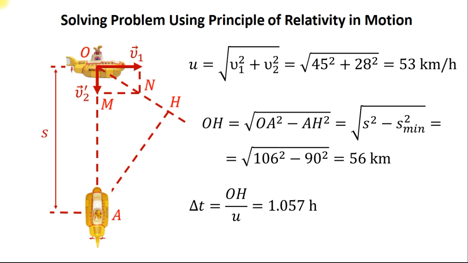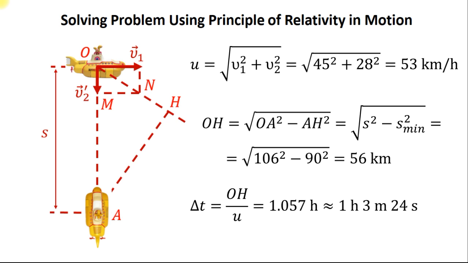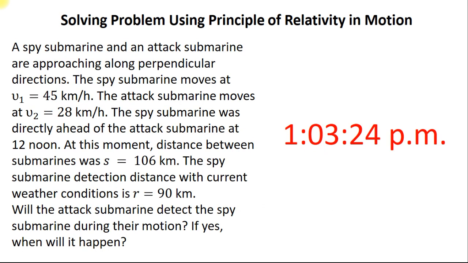So the time of traveling is equal to 1.057 hours, that is approximately equal to 1 hour, 3 minutes and 24 seconds. That means that the attack submarine will detect the spy submarine at 1:03:24 p.m. This is the answer.